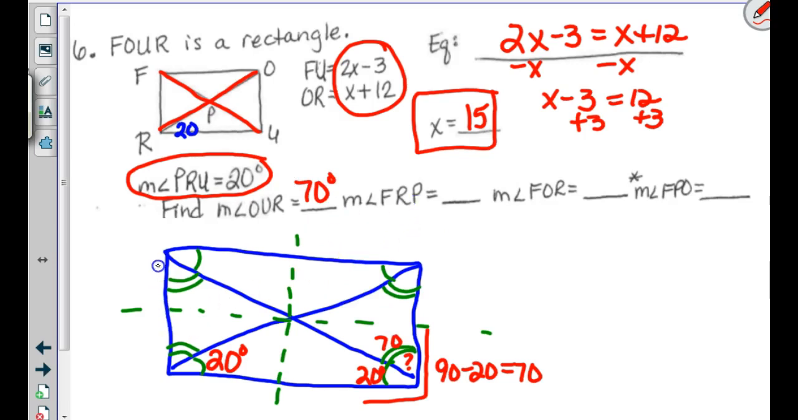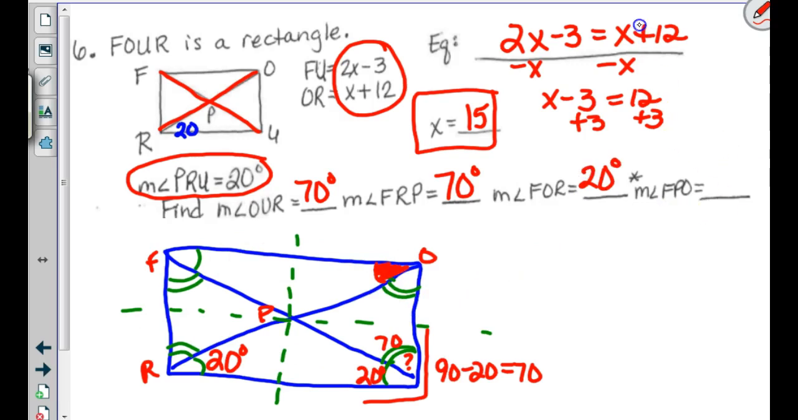FRP is this, which we just said is the same as that one, so it's 70. FOR is this one up here, right in there, and it's alternate interior with this 20, because basically everything's a 20 or a 70 at the corners to add up to 90, so this one is a 20.